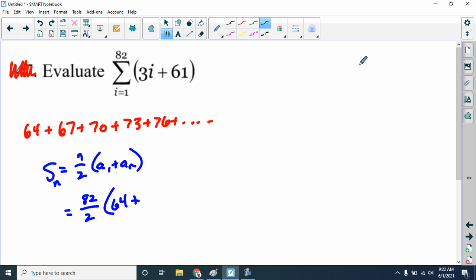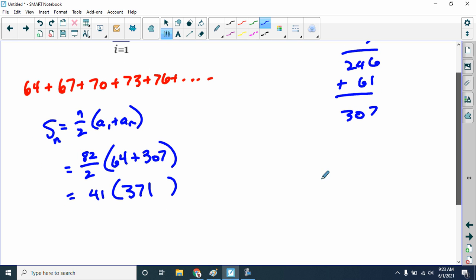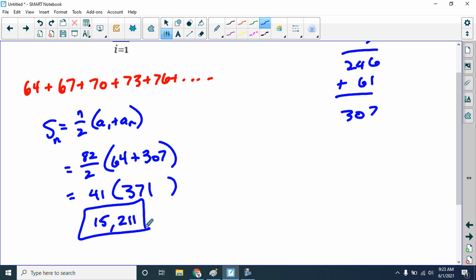If I plug in 82, I get 307. So I've got 41 times 371. So 41 times 371, we could do that without a calculator there. Gives us 15,211, I believe. Okay. 15,211, which is correct.